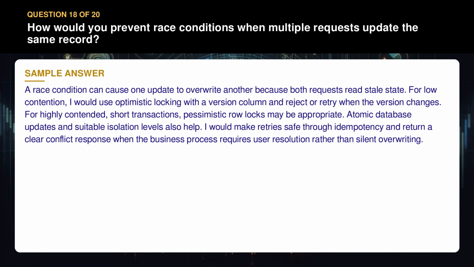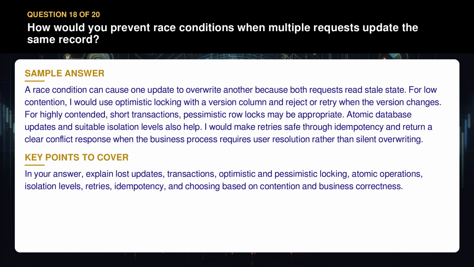I would make retries safe through idempotency and return a clear conflict response when the business process requires user resolution rather than silent overriding. In your answer, explain lost updates, transactions, optimistic and pessimistic locking, atomic operations, isolation levels, retries, idempotency, and choosing based on contention and business correctness.